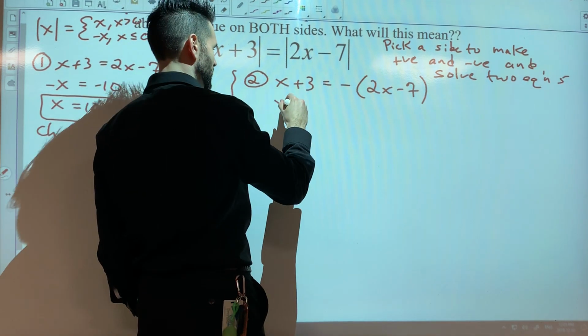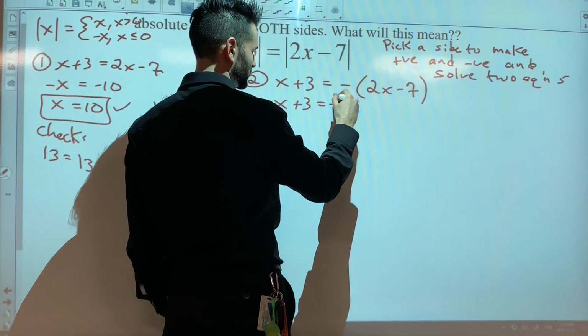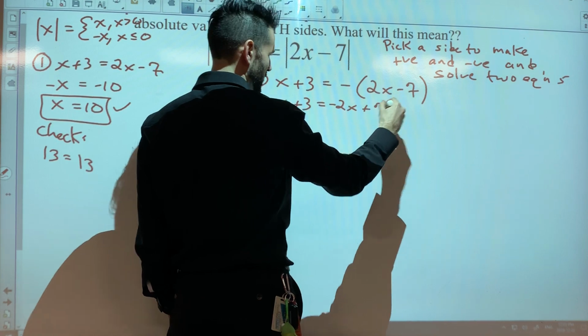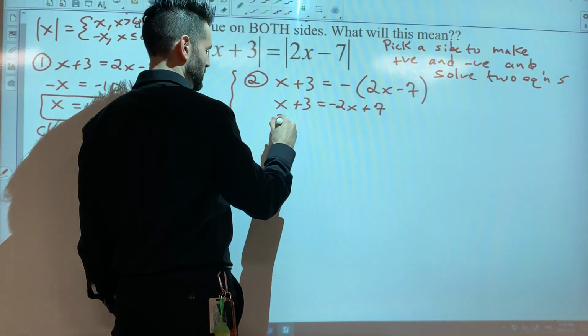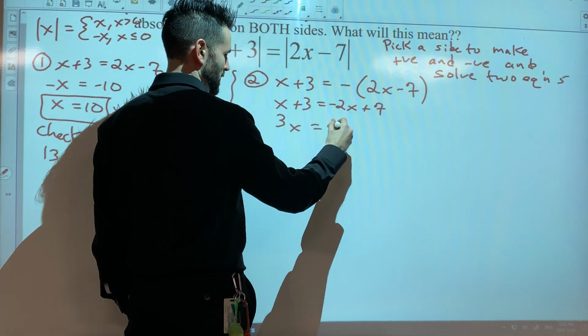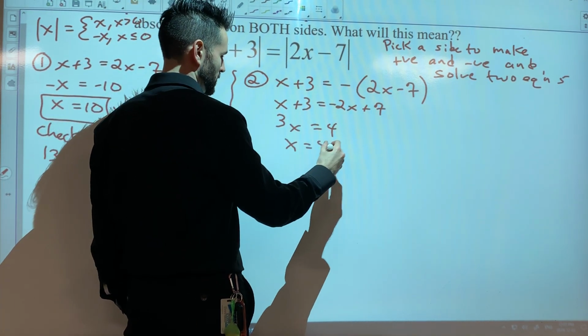This one, you can distribute the negative into the brackets. So the signs flip. So now I have negative 2x plus 7. I'm going to add 2x to both sides, so I get 3x. I'm going to subtract 3 from both sides, so I get 4. So now you get x equals 4/3.